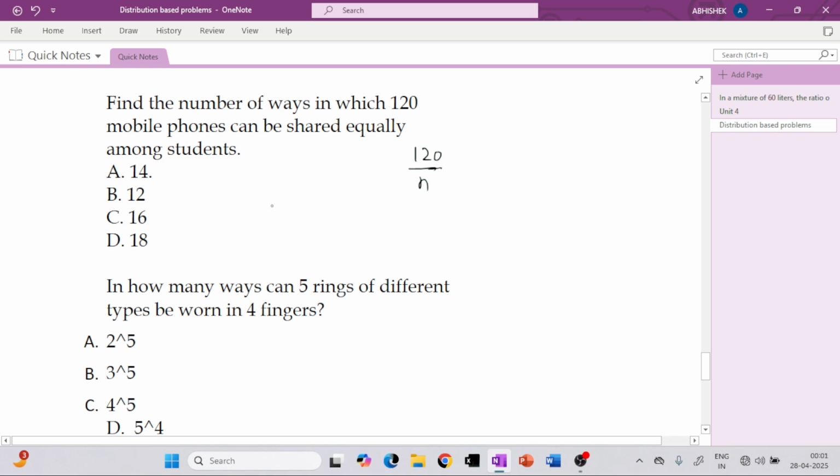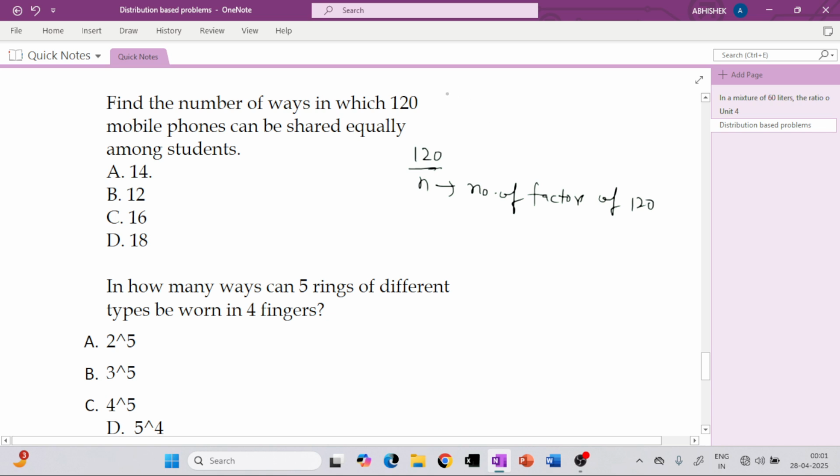So remember one thing, we have to find out in how many ways we can divide this. Remember, a mobile phone cannot be distributed by breaking it. The number of phones must be divided equally in complete numbers. So we have to divide 120 in n parts, which means we have to find how many values of n can divide 120 perfectly. That means we have to find the number of factors of 120. So how can we find the number of factors of 120?